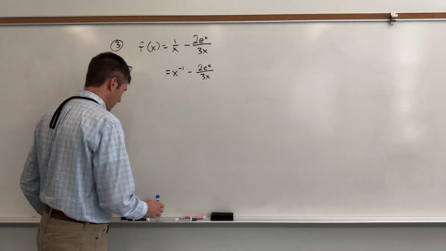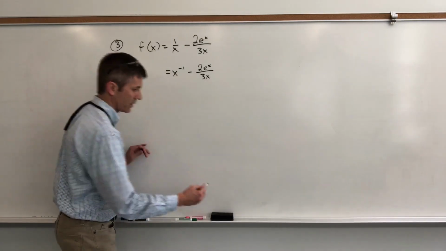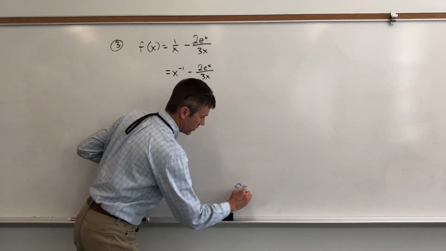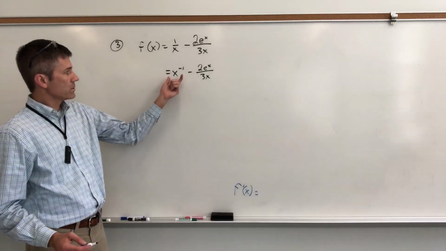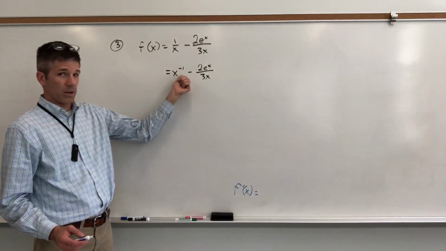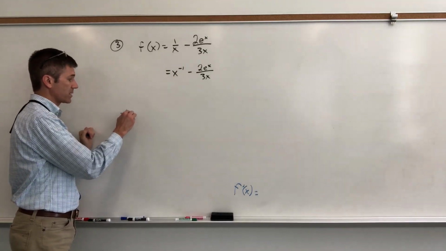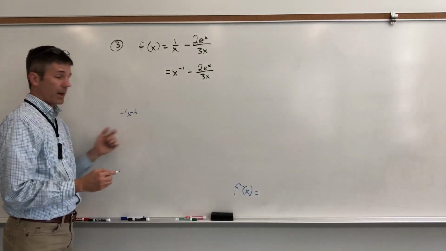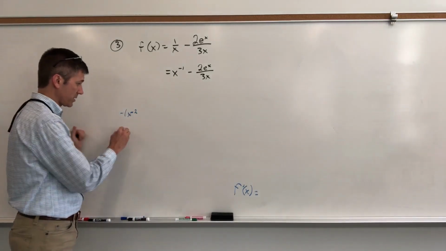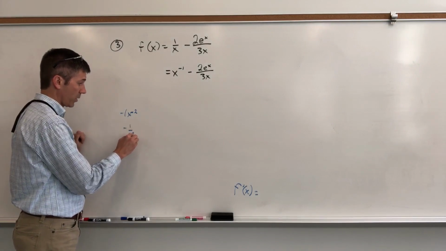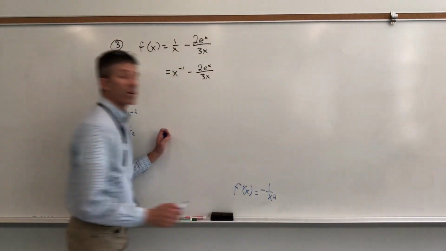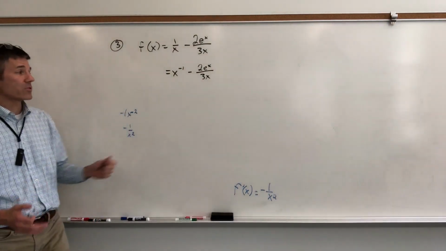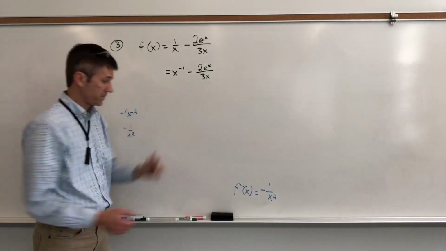And what I am going to write is, well, the derivative of f is going to be, well, the derivative of x to the negative 1 would be negative 1x to the negative 2. And that negative 2 exponent is going to send it down. So it's negative 1 over x squared. So negative 1 over x squared. There's the first term. Now we have to do the quotient rule on this term.